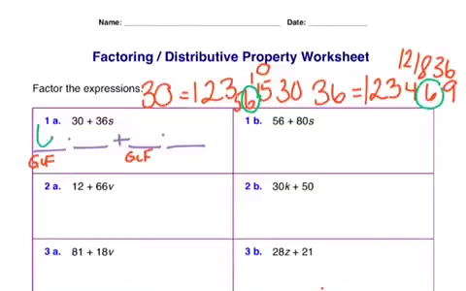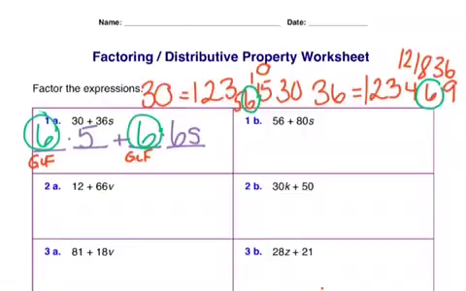Okay, so that's going to be the GCF, is 6 times something to give me 30, and 6 times something else to give me 36s. Okay, so 6 times 5, we know will give us 30. Then we got to ask ourselves, 6 times what would give me 36s? Well, to get the 36, I got to do 6 times 6. But then I just can't forget the times s, so we're just going to throw it in there.